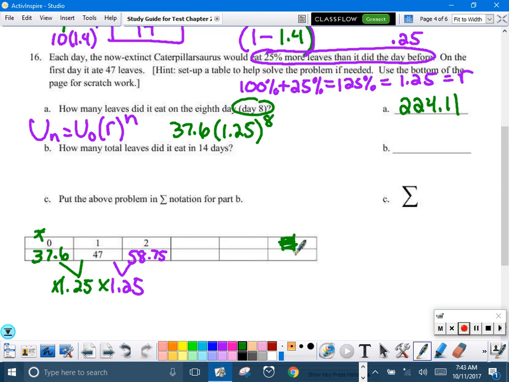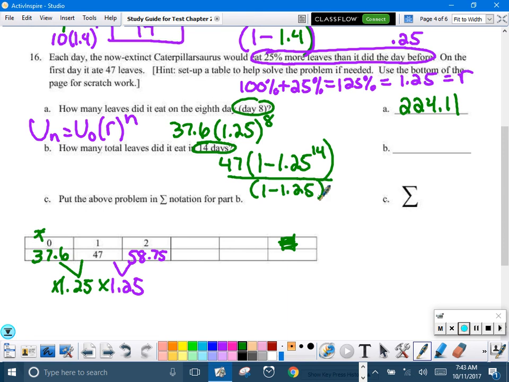So using the formula on the top of the page, u sub 1 is 47 times 1 minus the rate, which is 1.25, and it wants 14 days, so the power of 14, divided by 1 minus 1.25. Again, this is the same formula that we used up above. So the total number of leaves that the caterpillar ate after 14 days is 4,086.63 leaves. That's a lot of leaves.